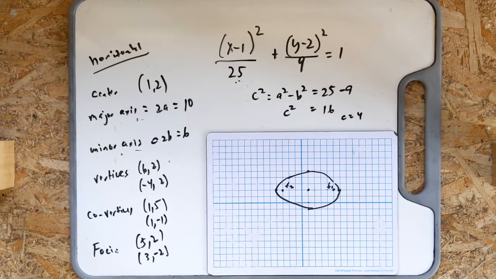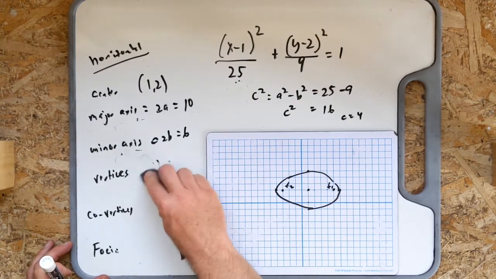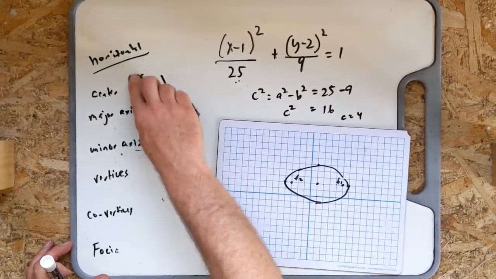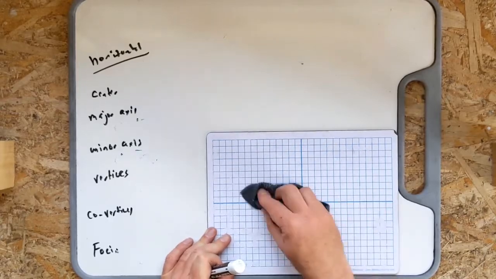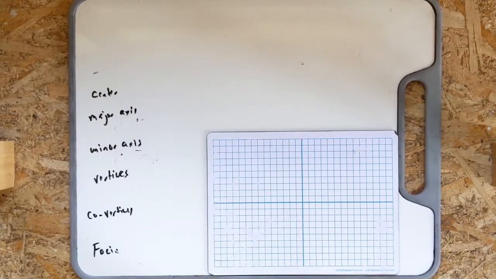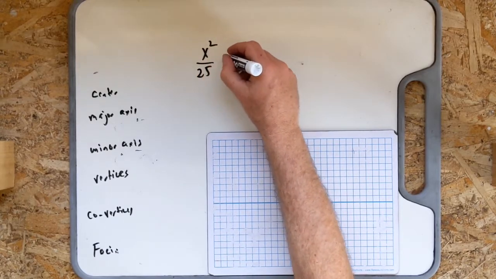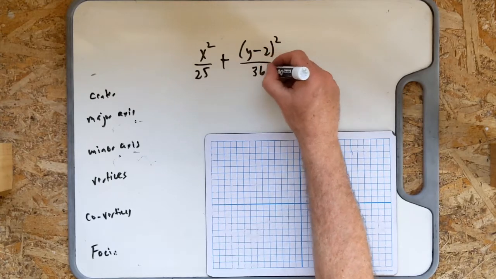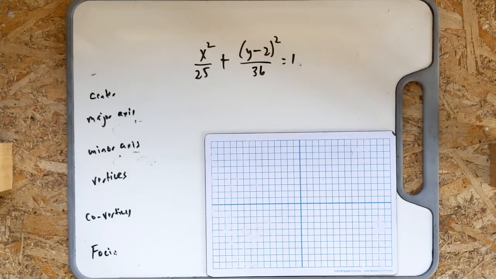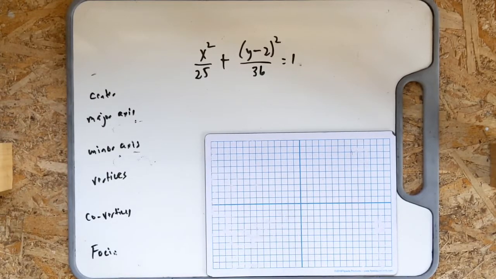Okay, let's see. We'll do maybe one more example. Again, let me erase all this stuff. Actually, why don't you just try this one on your own, and then come back to see what the answer is. Let me write the equation up. x squared over 25 plus (y minus 2) squared over 36 equals 1. Okay, pause the video and get all of these things and graph it.